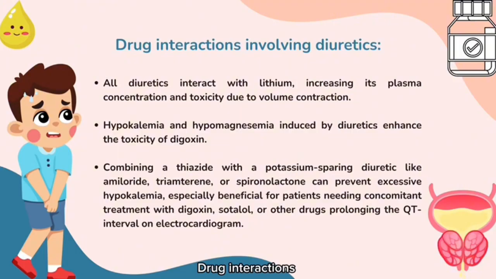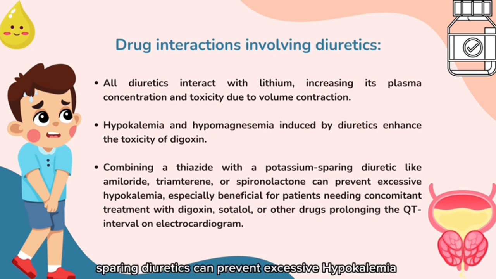Drug interactions: diuretics interact with lithium, increasing its plasma concentration and toxicity. Hypokalemia and hypomagnesemia worsen digoxin toxicity. Combining thiazides with potassium-sparing diuretics can prevent excessive hypokalemia, useful for medications prolonging the QT interval.